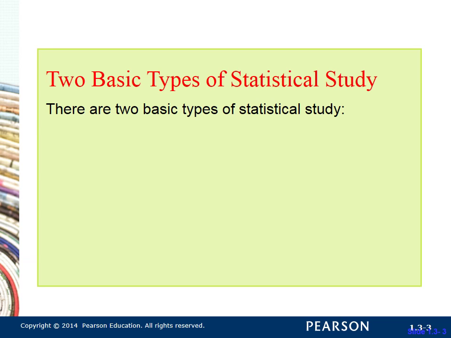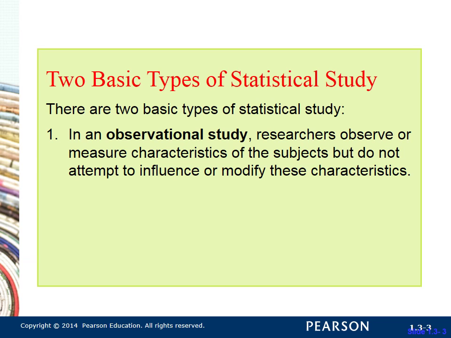We have two basic types of studies. One is called observational, which is what it sounds like. You just observe the characteristics of the subject, but you don't influence or modify. So you literally stand back and observe. Like if you're a teacher, most things are observational studies. You stand back and you watch the students and you see what they're doing and record those observations or measurements. You're not attempting to influence or change.